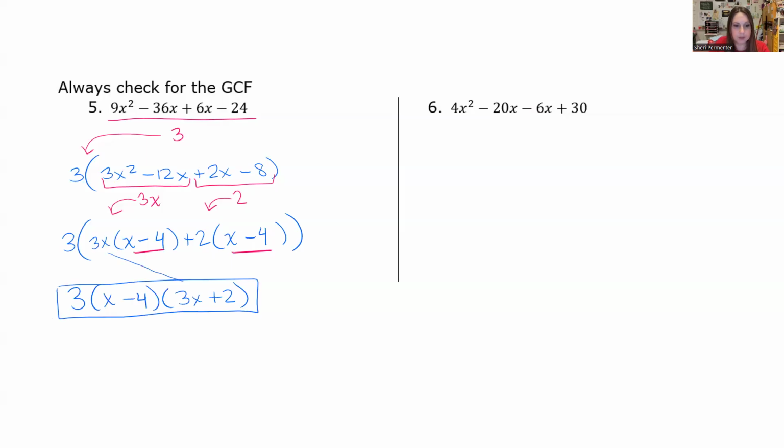And the 3x plus 2 came from this. So I got the 3. It's the GCF from the very beginning of the problem. I've got my last GCF, x minus 4. And then I write down what I have left, 3x plus 2.